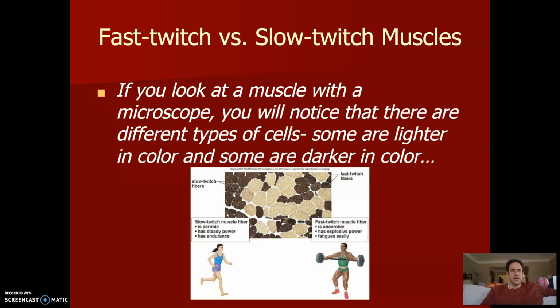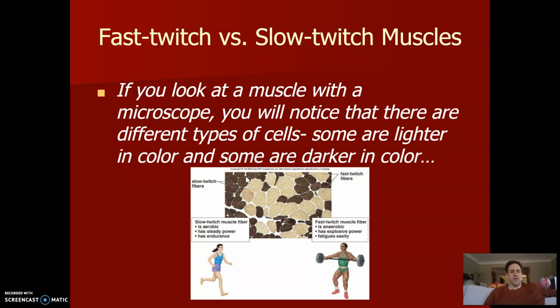And so if we zoom in on a muscle, what you find is that at the cellular level, and remember the cells are like spaghetti noodles, and we call those spaghetti noodles muscle fibers. So these cells are muscle fibers. There actually are different types. Some are lighter in color, and some are darker in color. And the lighter ones are called fast twitch fibers, and the darker ones are called slow twitch fibers.